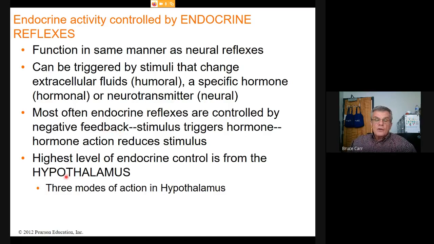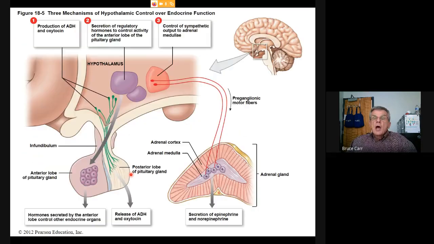So let's start at the very top, the hypothalamus, not the top of the diencephalon, but the top of the endocrine system. We're going to see three ways that the hypothalamus acts in endocrine function. First, I've mentioned all of these. Hypothalamus here, we see the direct production by glandular cells of ADH and oxytocin and their transport down into the posterior lobe of the pituitary, where it is stored for later release.